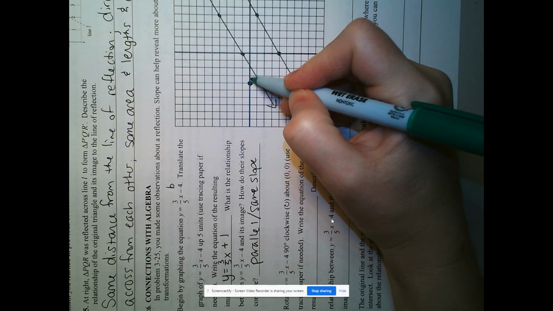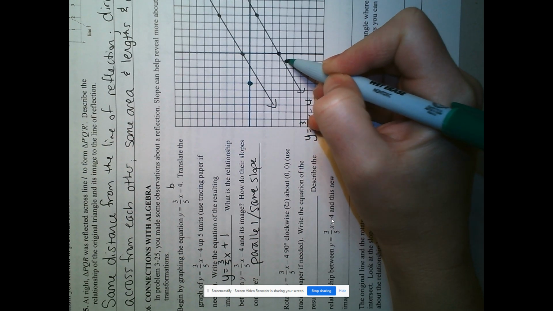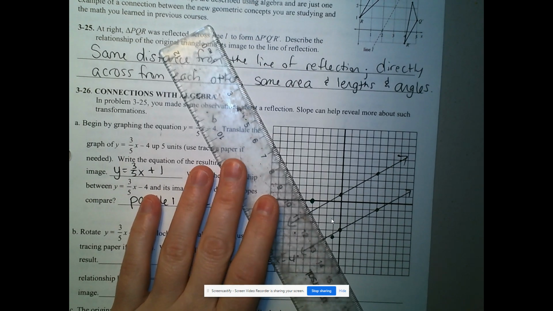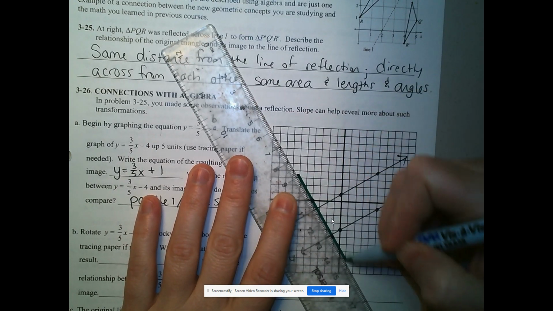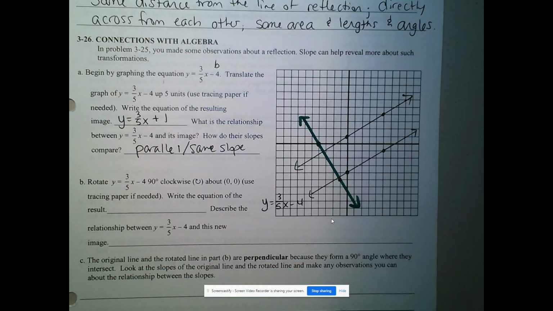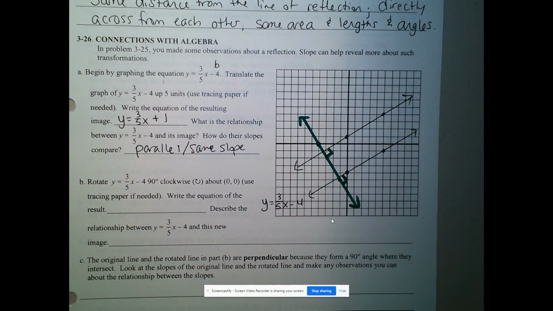And you would go up 3, right 5. And you would have, let me see, 1, 2, 3, 1, 2, 3, 4, 5. And you have your new points that make your line that's been rotated 90 degrees. And how do you know it's been rotated 90 degrees? You've got these 90-degree angles. Write the equation of the result.